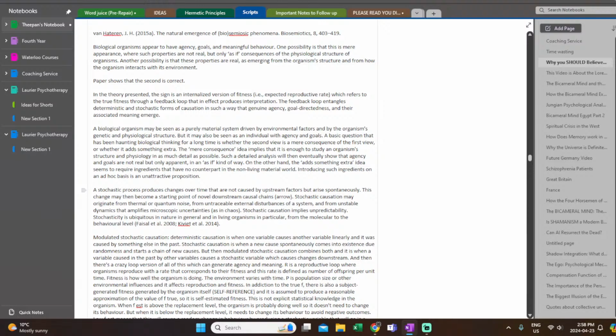Yeah, quantum noise from untraceable external disturbances of a system and from unstable dynamics that amplifies microscopic uncertainties, as in chaos. Stochastic causation implies unpredictability. Stochasticity is ubiquitous in nature in general and living organisms in particular, from the molecular to the behavioral level. The molecular level is obviously like DNA and random mutations, because you never know what you're going to get with a random mutation, just random.